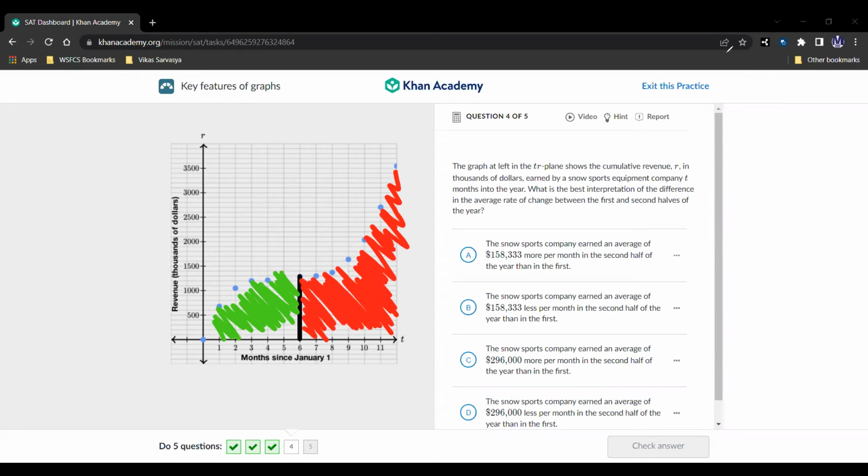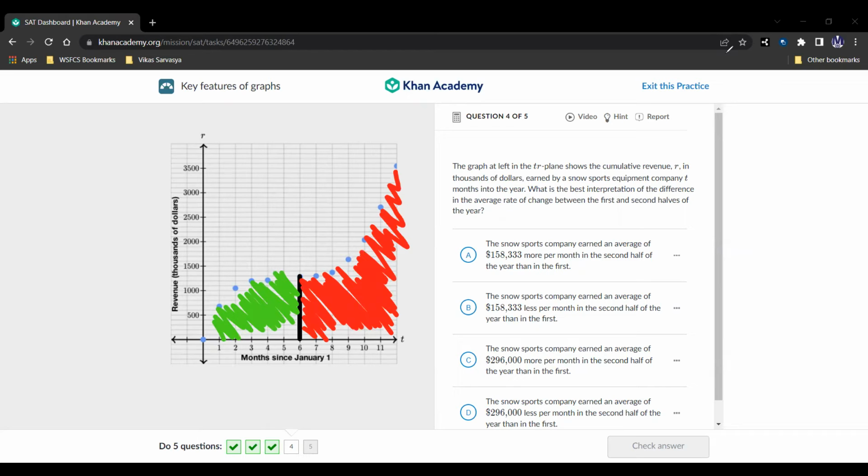And it should be noted that the second half has a lot more revenue than the first half. But let's see how we use this information in the question. So let's look at our answer choices. Trying to earn an average more per month in the second half than the first. Well, what is our average value? Let's think about that.